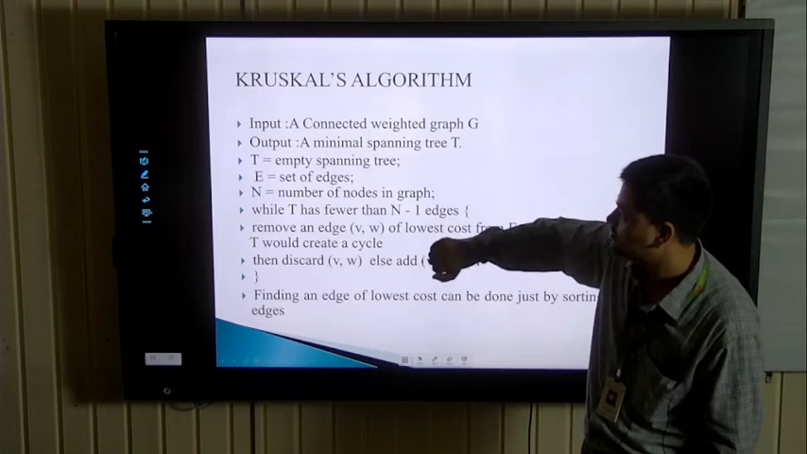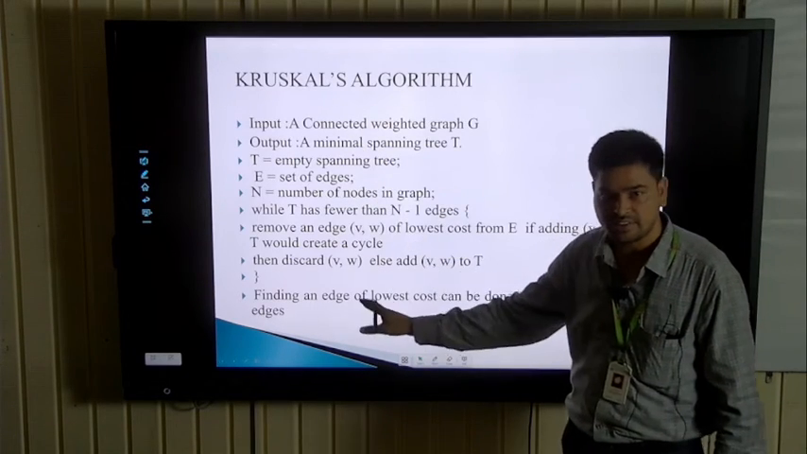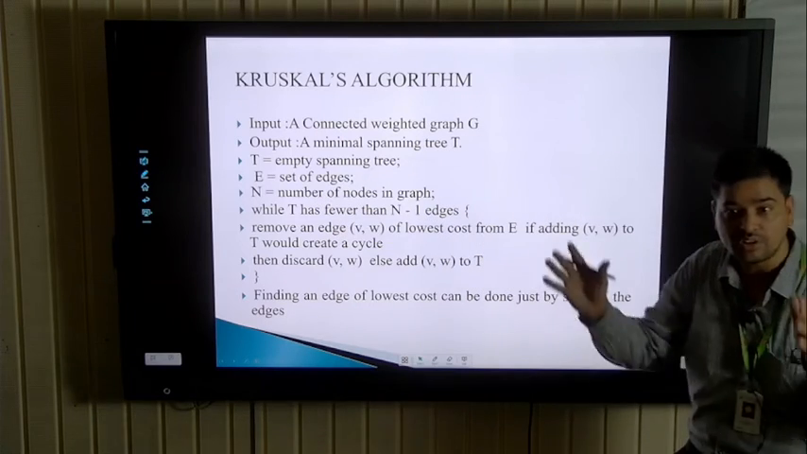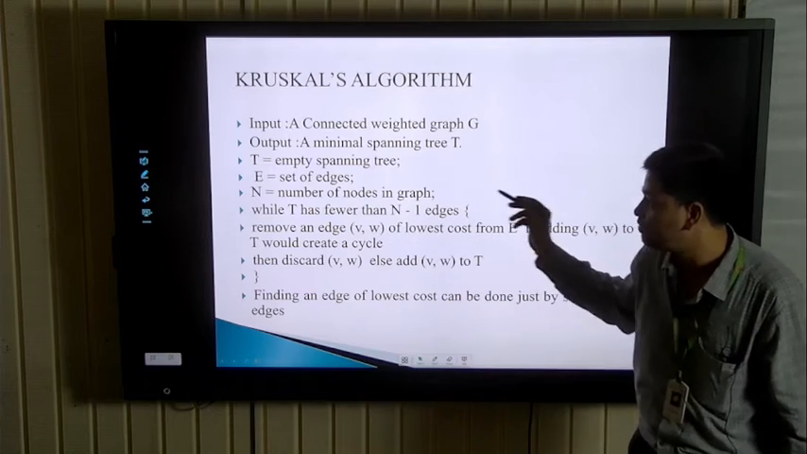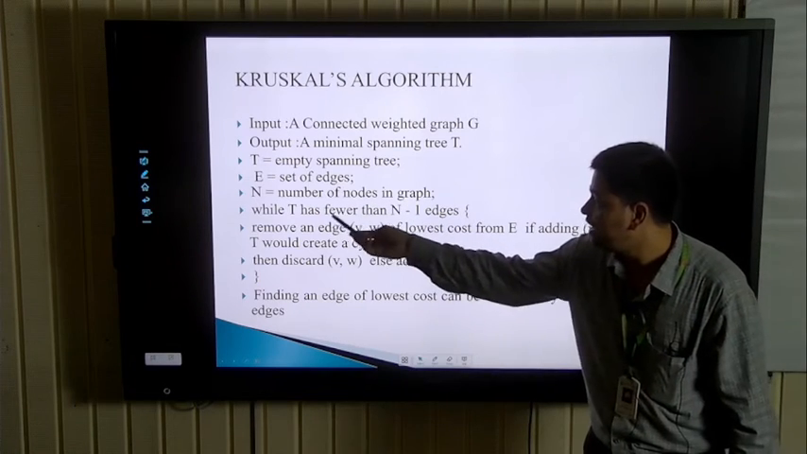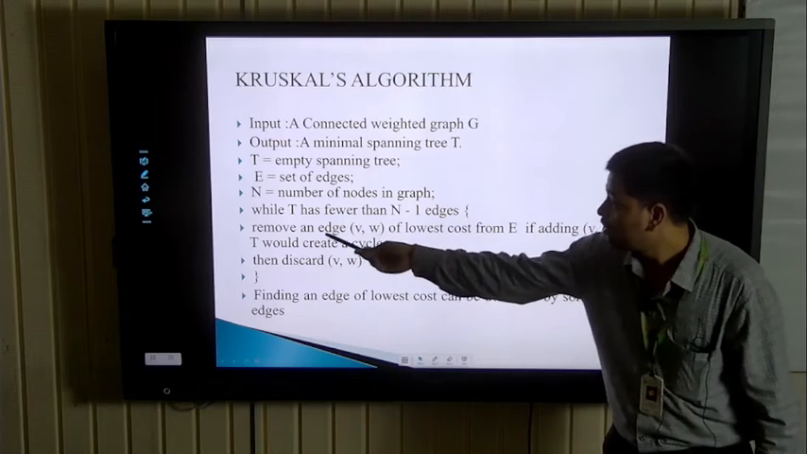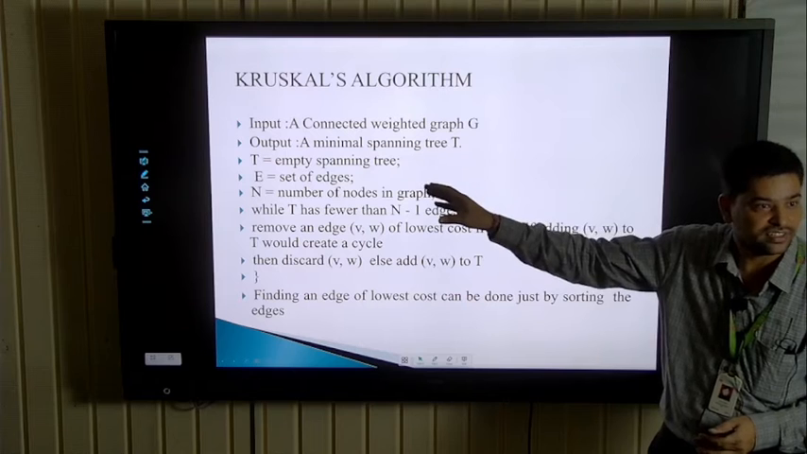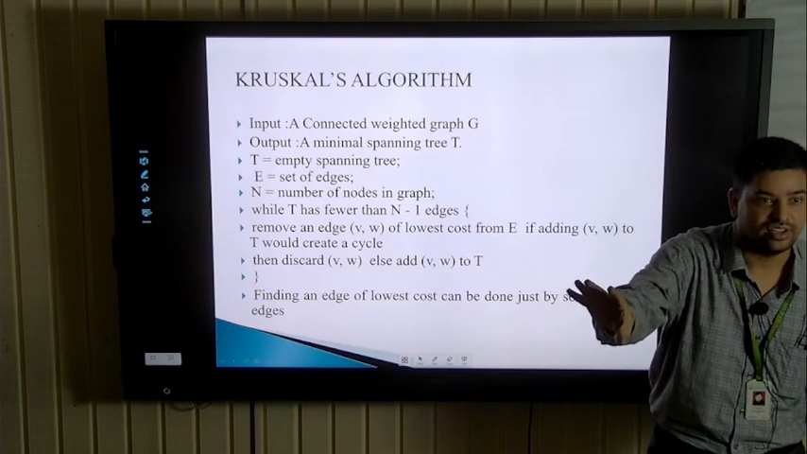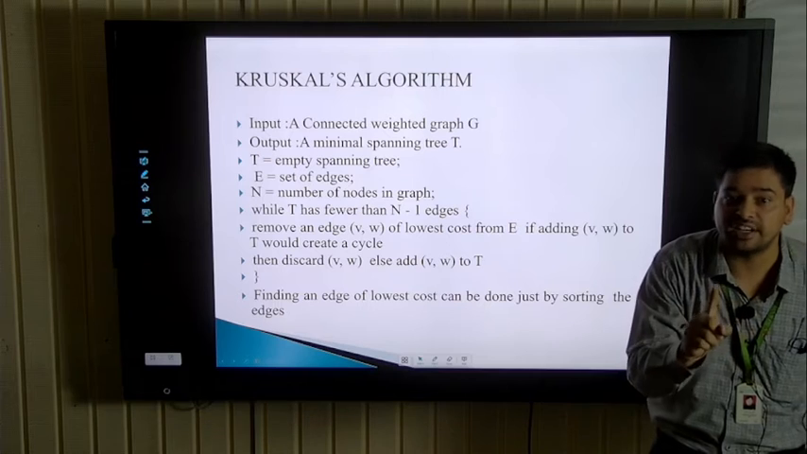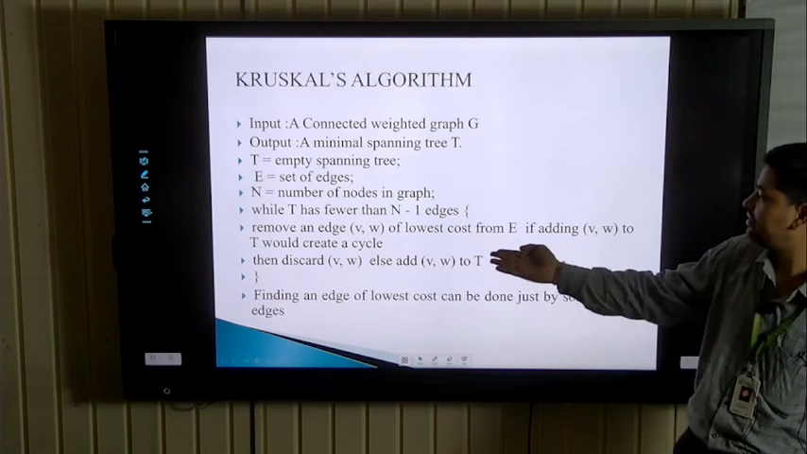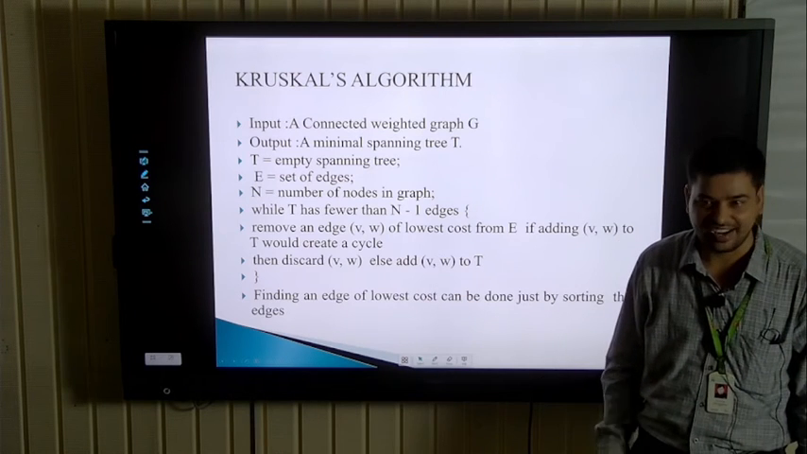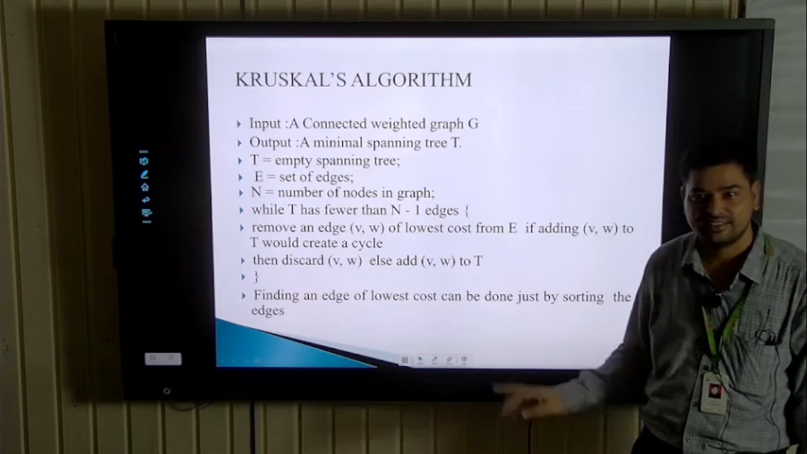Completed graph on this side. T is empty. E is the set of edges. The next step, you write all the set of edges. Third step, the number of nodes in the graph. While T has fewer than n minus 1 edges, you remove the edge of lowest cost from the set of edges and add it to the spanning tree. You do not add the edge which creates a cycle. You discard the edge that creates the cycle. Is it clear? Any difficulty? Yes, Ismail.